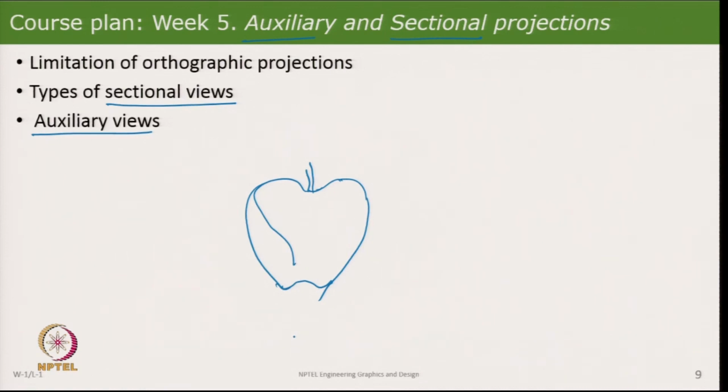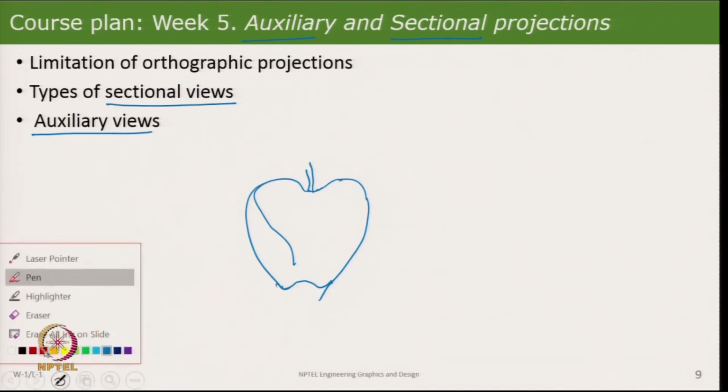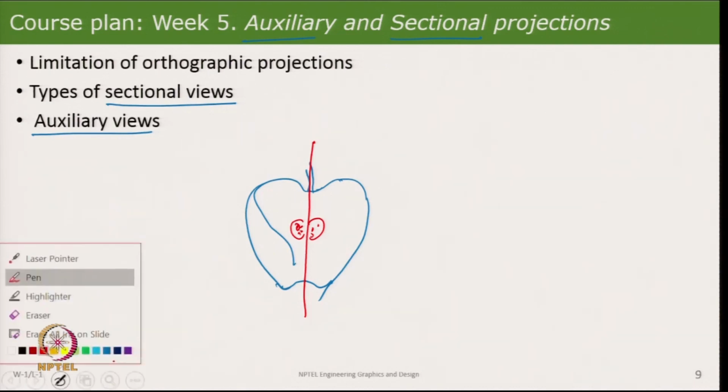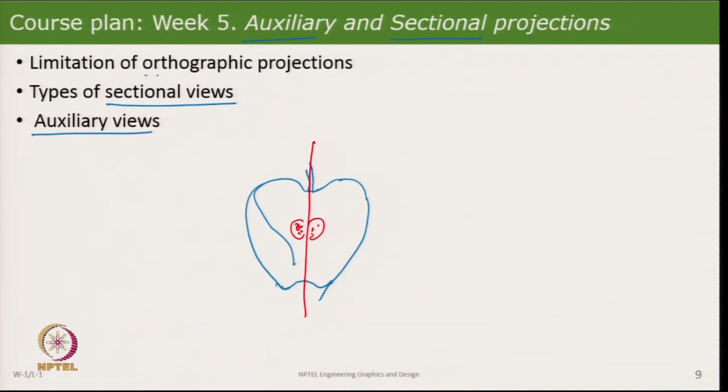So, what one does is say that, well, if I cut this object like this, which in the real world would mean take a knife and just slice it, and then you open it, and then you see what that cut surface looks like, then you begin to see that there are seeds and there are many other things inside this. So, that is an example of a sectional view, and these arise because, as I said earlier, the orthographic projections have certain limitations which we overcome with these things.